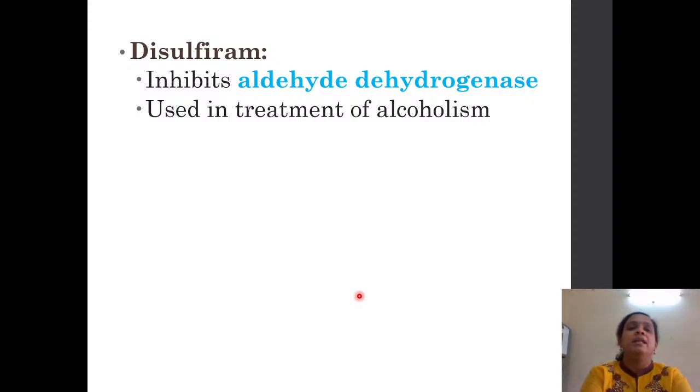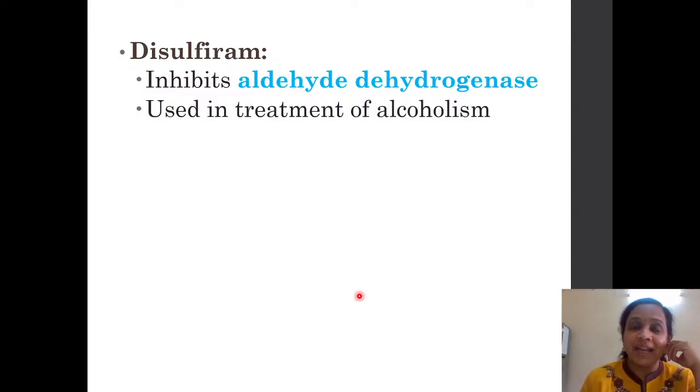So what happens in alcoholic patients? The dangerous effects that result are because of the accumulation of aldehyde. In the first step, ethanol is converted to acetaldehyde. Further, the conversion of acetaldehyde to acetic acid is inhibited. The enzyme is aldehyde dehydrogenase. That enzyme is inhibited, and as a result the aldehyde builds up in the body.